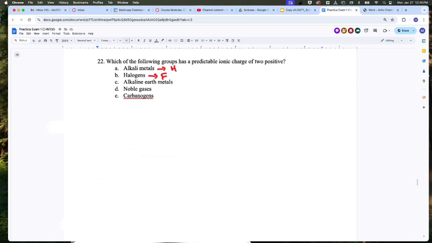It's quite all right. The alkaline earth, beryllium, noble gases, helium. The carbanogens, I can't believe that's on here. The carbanogens I completely made up.